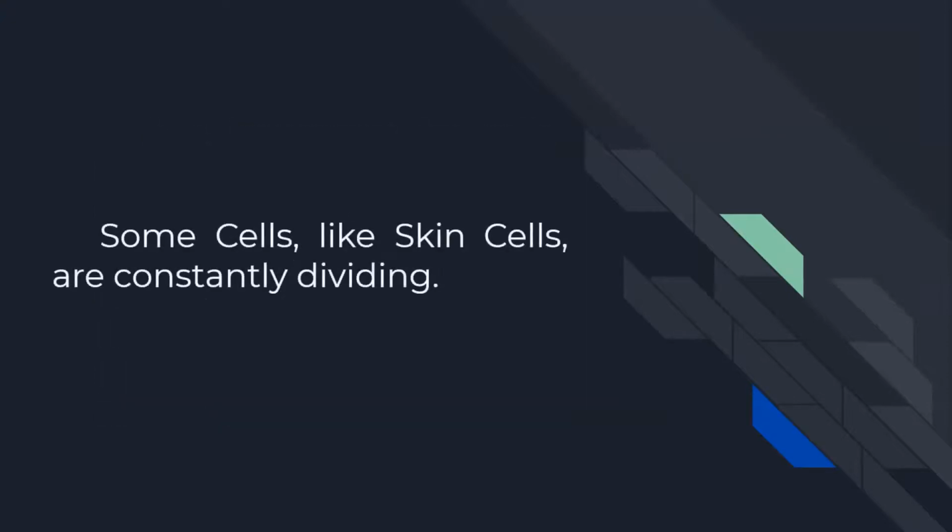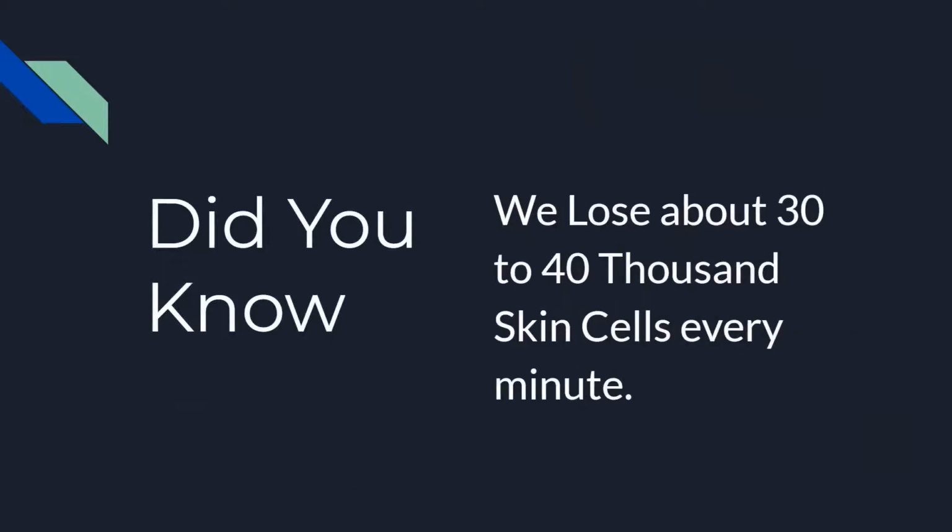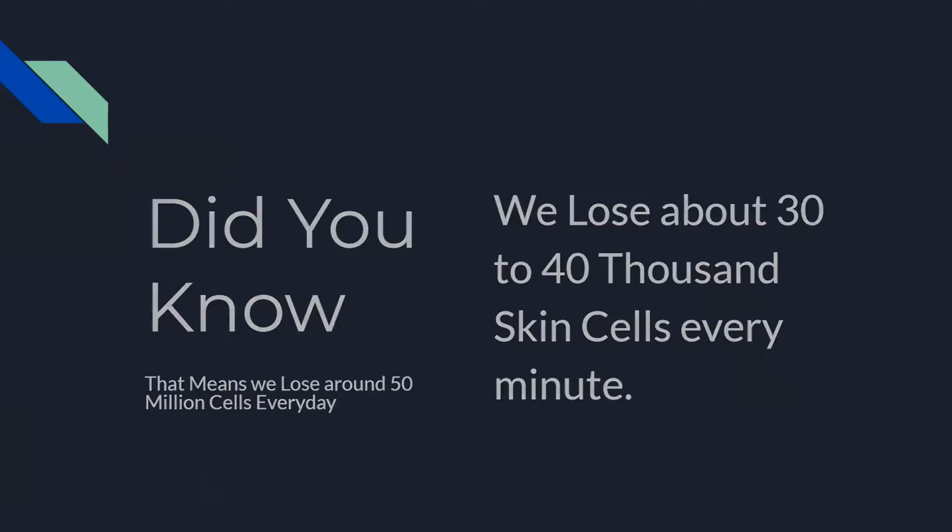Some cells, like skin cells, are constantly dividing. We need to continuously make new skin cells to replace the skin cells we lose. Did you know that we lose about 30,000 to 40,000 dead skin cells every minute? That means we lose around 50 million cells a day. This is a lot for skin cells to replace. Cell division in skin cells is so important. Other cells, like nerve and brain cells, divide much less often.